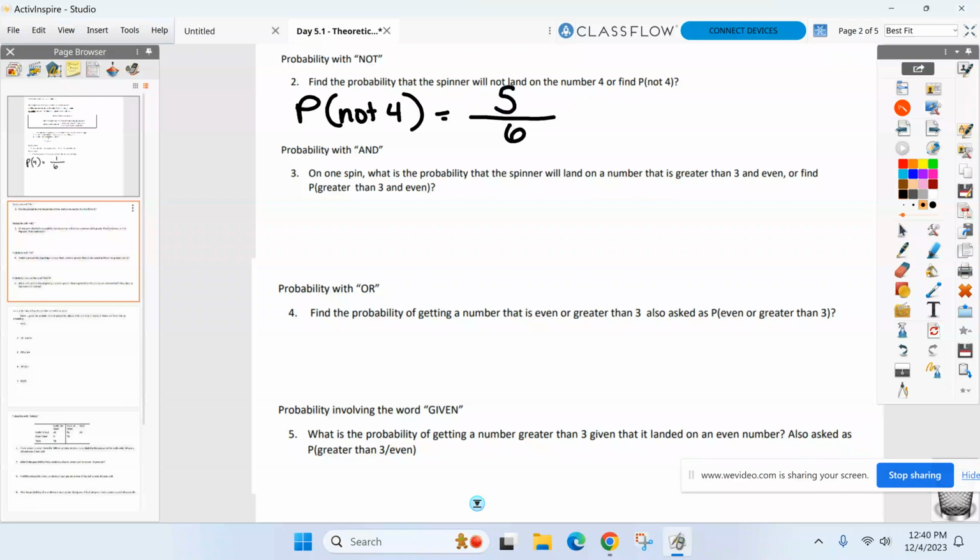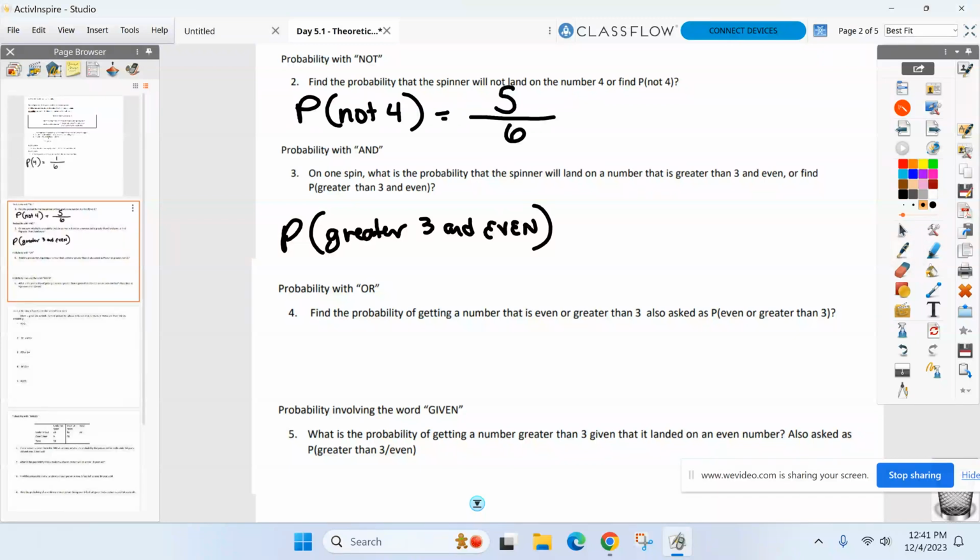All good? Now it gets a little nuts. On one spin, what's the probability the spinner lands on a number greater than 3 and it's even? I'm going to give you a shortcut in a second, but here's where it might be a good idea, especially the first couple, to write it out.